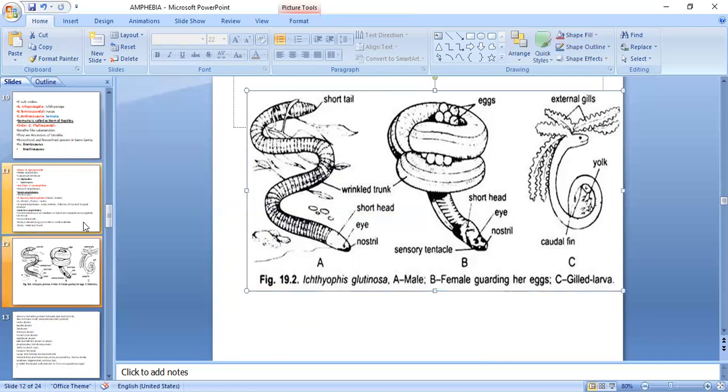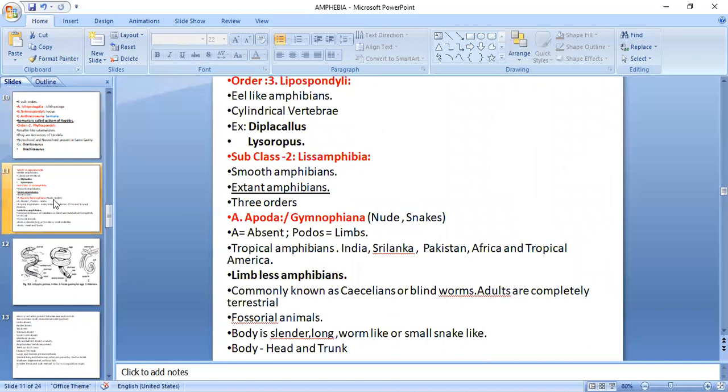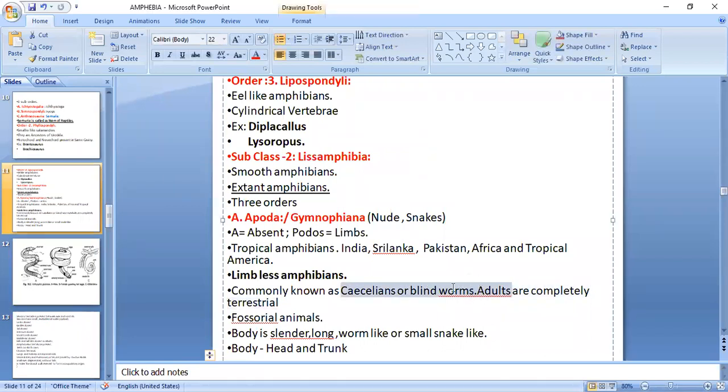They are commonly known as caecilians or blind worms. Adults are completely terrestrial, just like other amphibians. These are fossorial animals, that is, burrowing animals.